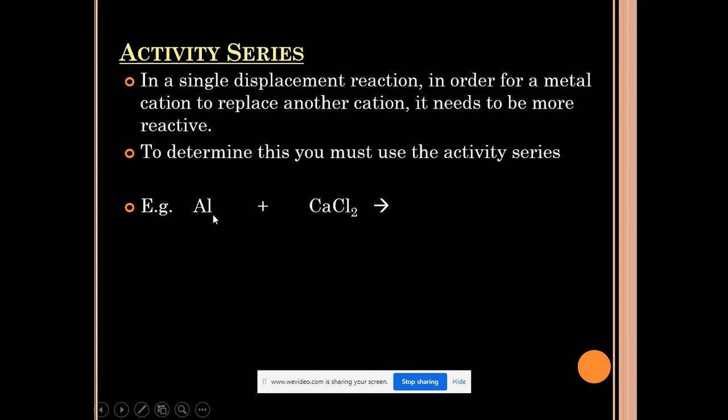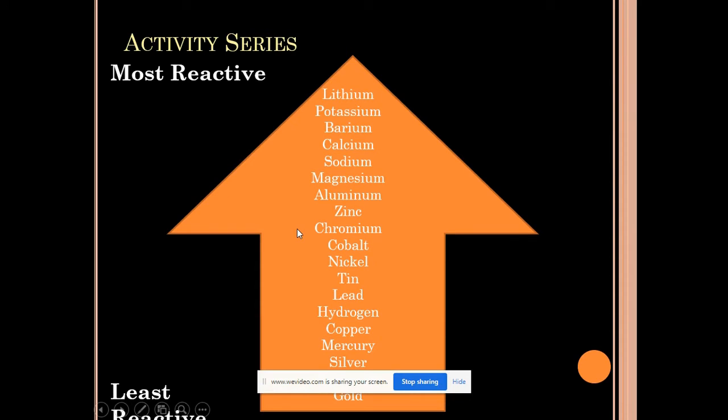So if aluminum is higher than calcium, then it can kick it out and the reaction does proceed. Okay, if it was the other way around though, it would not happen. So here's your list, which is going to be given to you on a sheet that I'm going to be attaching to this post. Lithium is the strongest metal, and then down here, gold is the least reactive, thankfully, because if gold was very reactive, then it wouldn't be as precious, right? Because it would react with everything.